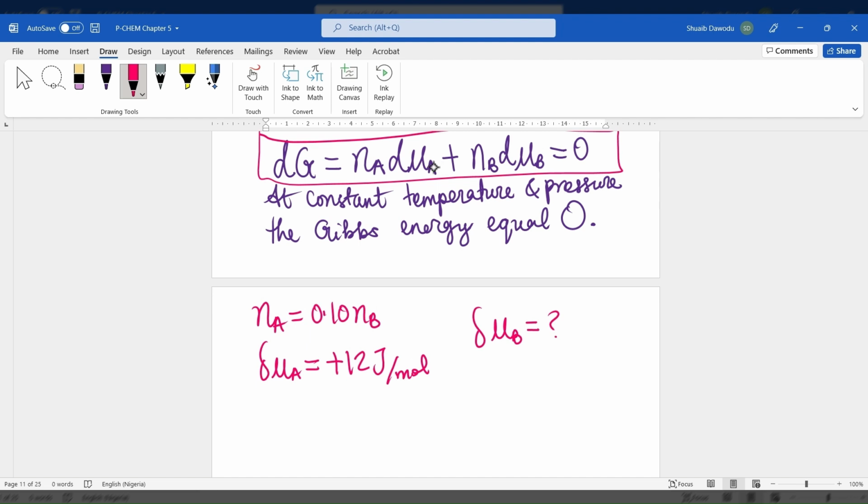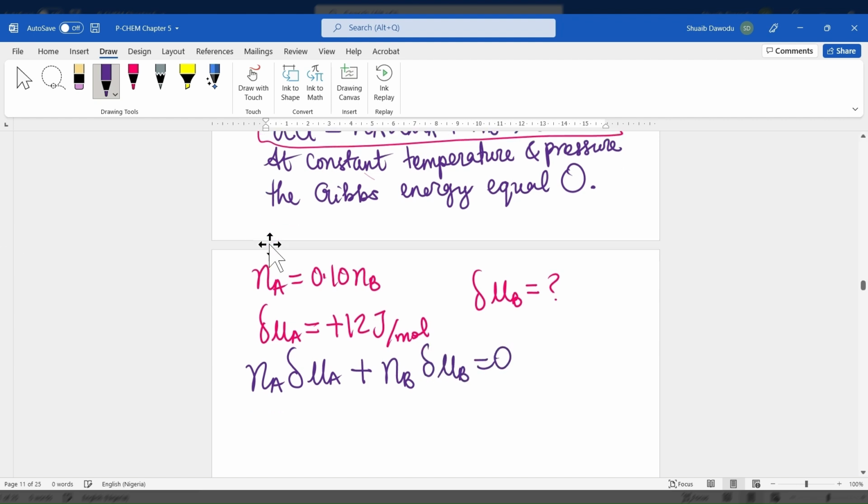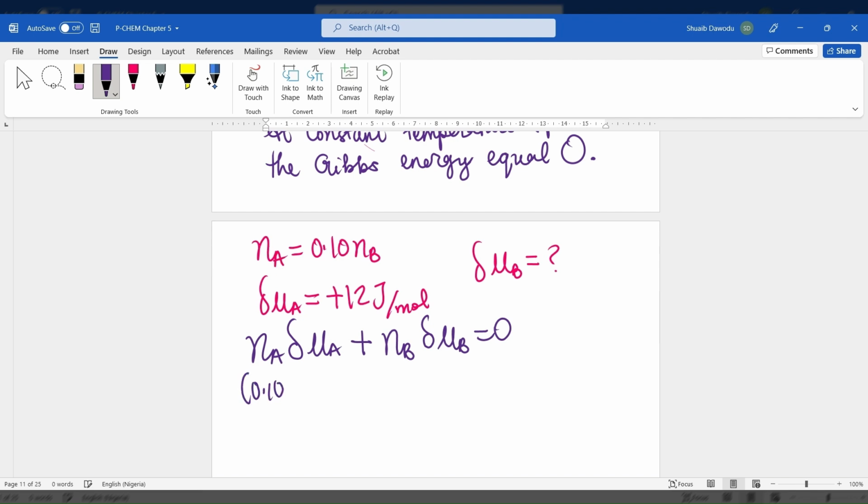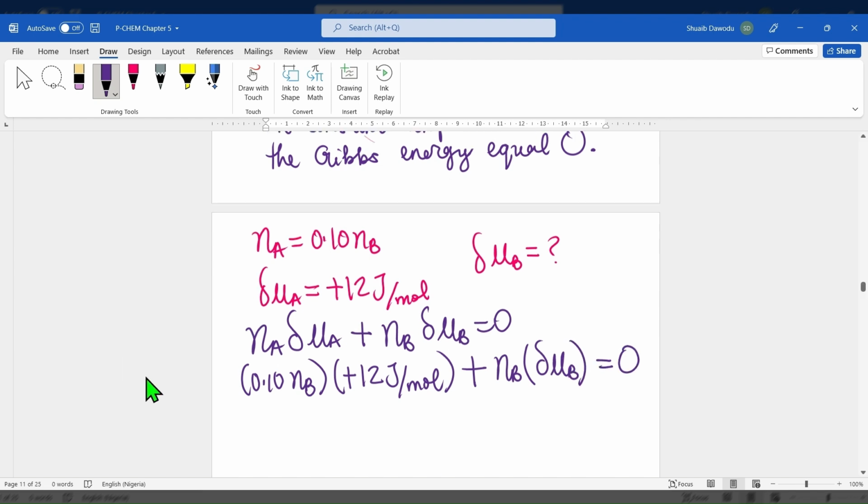So now we have this equation right here, and we can just simply substitute. So you have n sub A, change in chemical potential of A, plus n sub B, and the change in chemical potential of B equals 0. So when we substitute, we end up with 0.10 n sub B, okay, multiplied by 12, plus 12, by the way, joule per mole, okay, plus n sub B multiplied by the change in chemical potential of B, okay, equal to 0. So that's basically what's going on here.